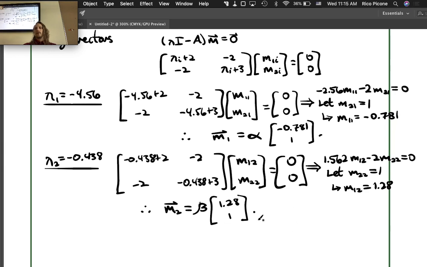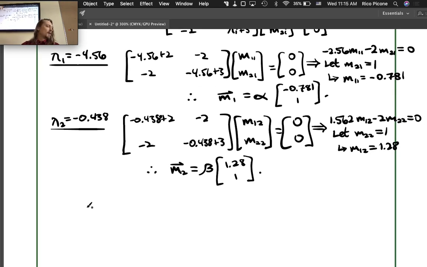But could it have beta in both of them? Yeah, you could put that. That would be fine, if you wanted to, like 1.28 beta, 1 beta. I mean, it's pretty standard to just leave off the scaling factor. It's up to you. I just like to put it in there to remind us that any scaling of that is valid.